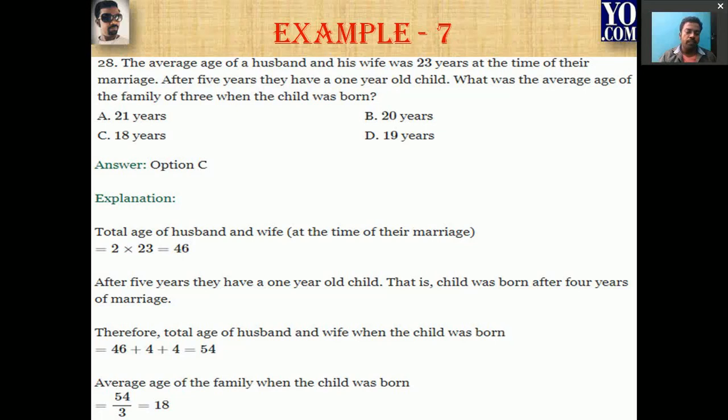Therefore the total age of the husband and wife when the child was born is 46 plus 4 plus 4, that is equal to 54. Then the average age of the family when the child was born, 3 members are there. So the total age of husband, wife and the child was 54 and the average age is 18. Okay, this is the problem.